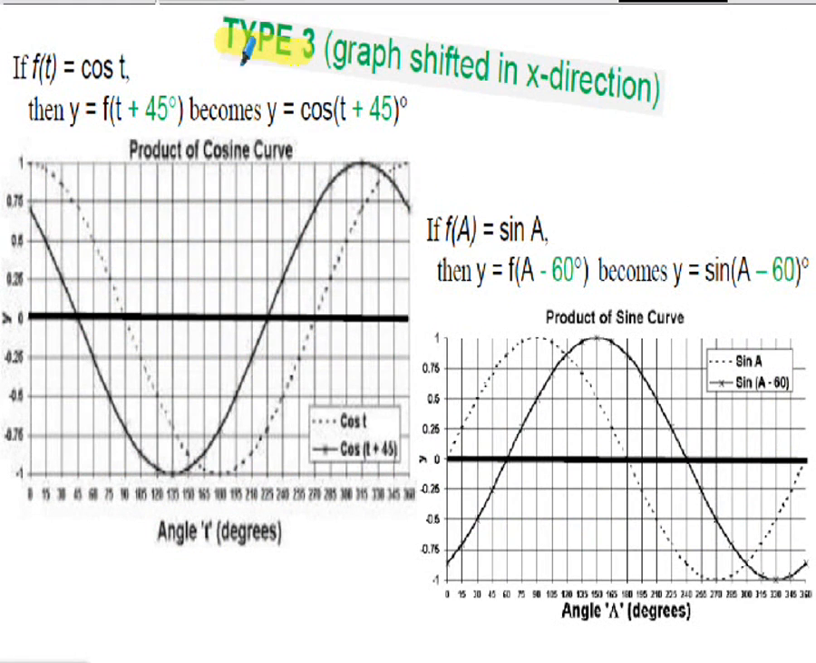Further type 3 transformations, we have a function of t this time is equal to cos of t. So y is equal to the function of t plus 45 degrees would become y is equal to cos of, in brackets, t plus 45 degrees. So plotting the basic cos t curve, we would get this shape on our diagram. It's the basic cos function. If we plot the cos t plus 45 degree curve, we would get this shape on our diagram.